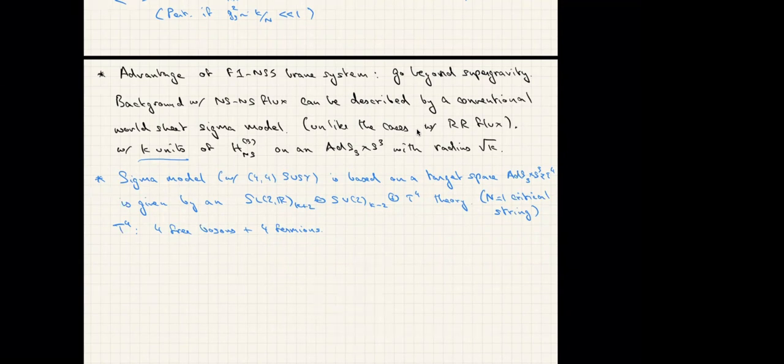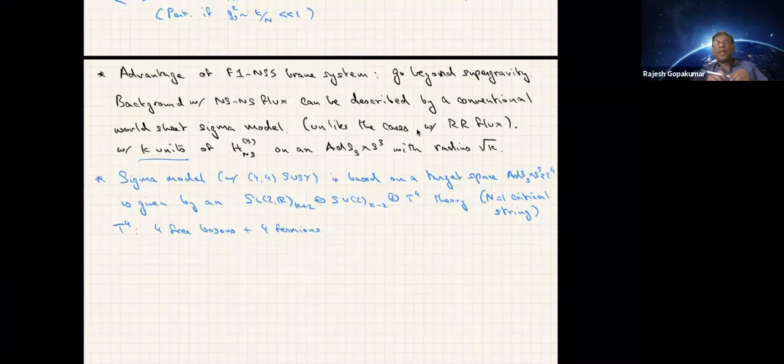Just considering this NSNS flux background for the F1 NS5 brane system, will that give exactly the same results as the D1 D5 system with RR flux? It will be related by S duality, so in some sense it will give you the description of the D1 D5 system at strong coupling, because S duality is a symmetry of the theory. It won't give you a description of the D1 D5 system at weak string coupling. I'm not making any proposal about that. Thank you.